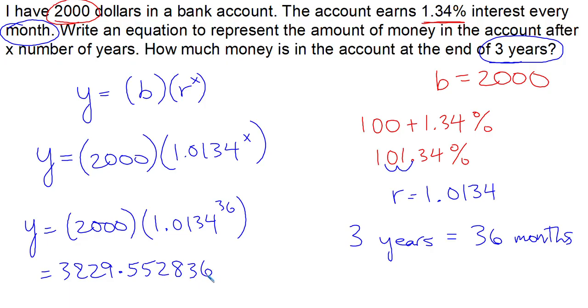3,229.552836. And if we're going to round this to the nearest cent, we'll look at this third place. It's less than 5, so we do not round up. We'll just keep it as it is. We have $3,229.55.